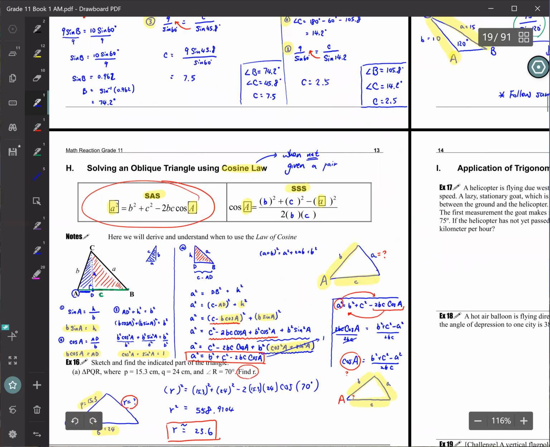So let's go back up. Okay, everyone got this part? Okay, let's go to page 1. Not page 1, sorry. Page 15. Okay, this is a summary. Sine law, cosine law flow chart.